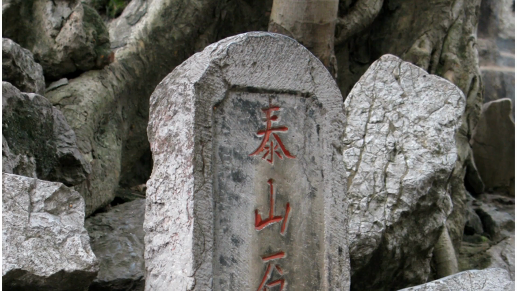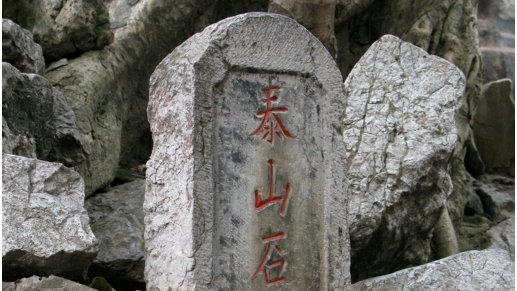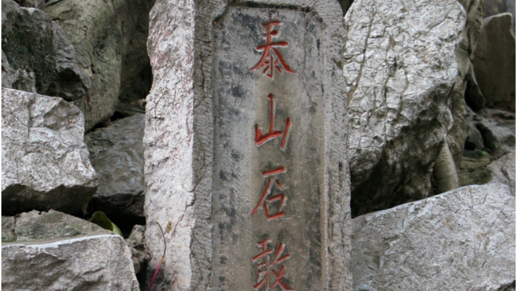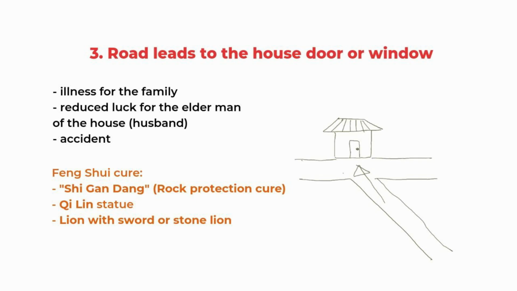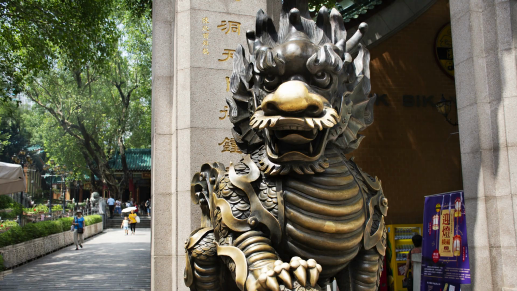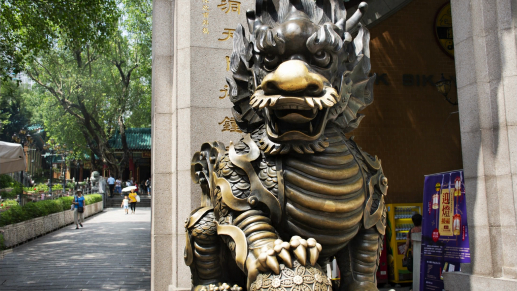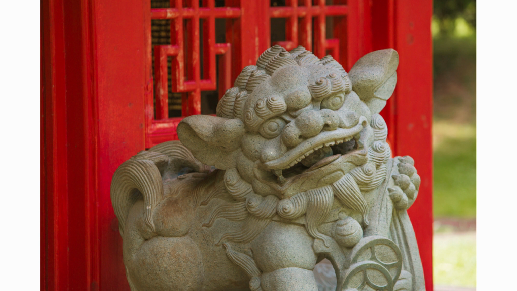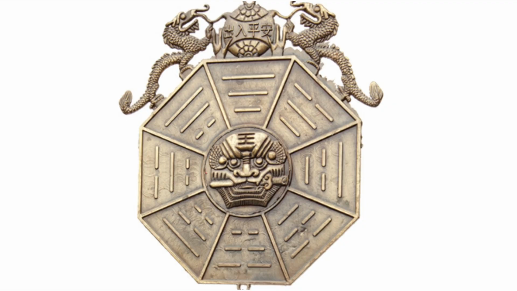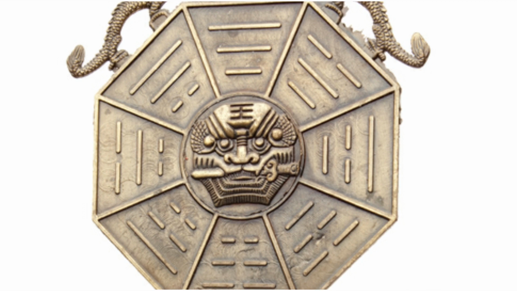So the feng shui cure for this situation is the shi gan dang again, the rock protection cure, the same as the feng shui cure in number one. You place it in front of the house facing the direction of the road to absorb the strong sha qi. And you can also place a qi lin statue. Qi lin is also a very powerful protector, and qi lin is part of the dragon, so he is not afraid of the negative sha qi. Another strong animal is the lion. You can place a stone lion or metal lion in front of the house, or a picture of a lion with a sword. There's a classic picture of a lion biting a sword. That's a good symbol to protect your house too.